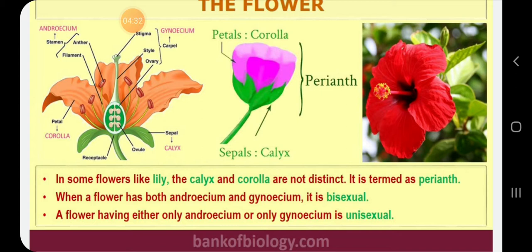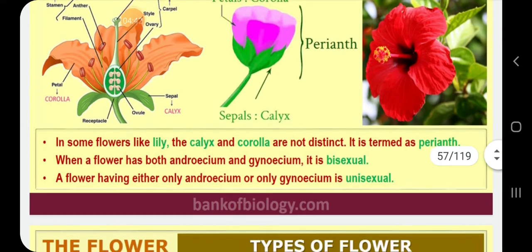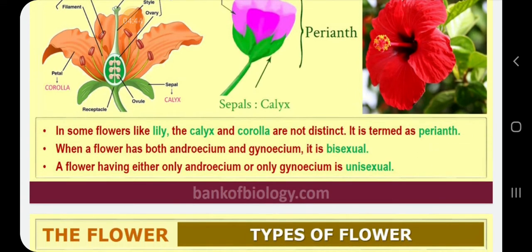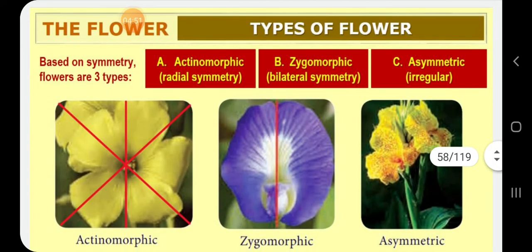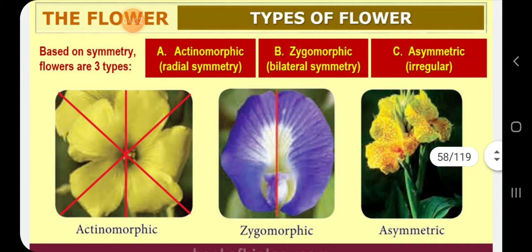When the flowers have both androecium and gynoecium, that means both reproductive organs are there, they are called bisexual flowers. And when the flowers have only androecium or only gynoecium, they are known as unisexual flowers. Flowers are divided into 3 categories on the basis of symmetry: actinomorphic, zygomorphic, and asymmetric.